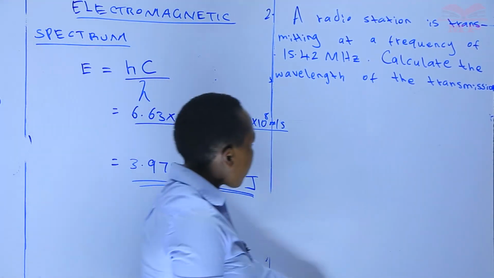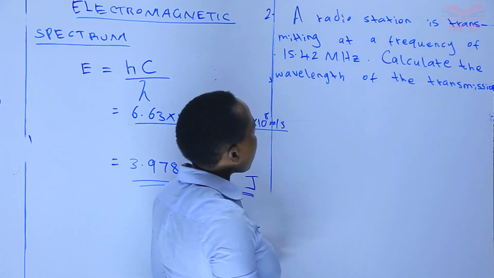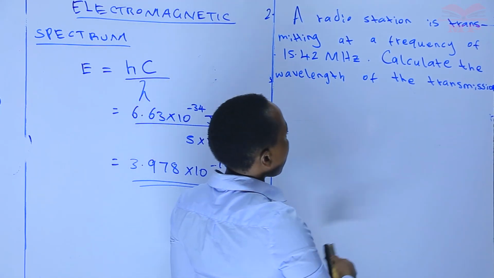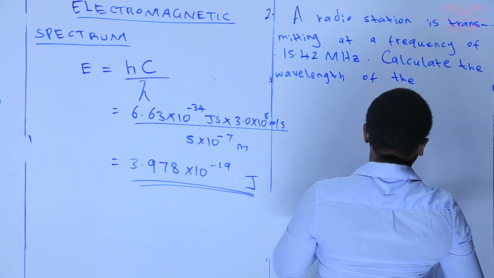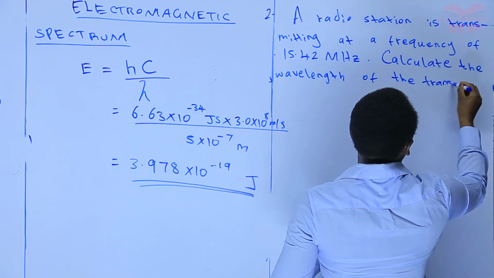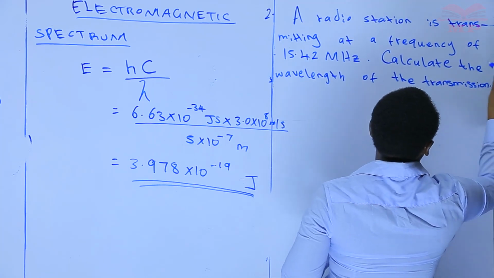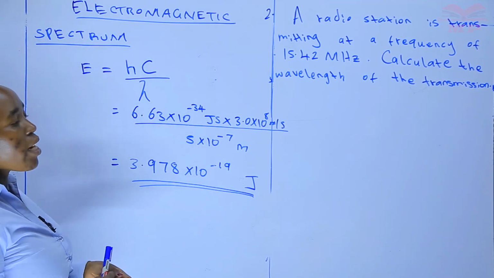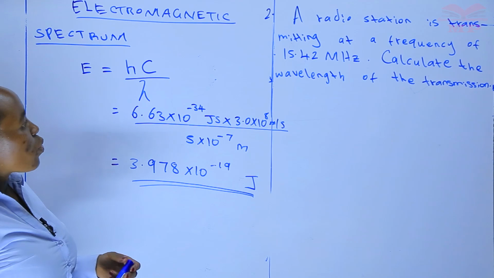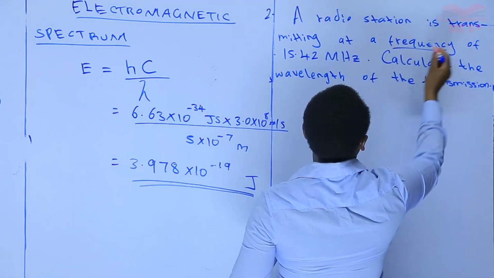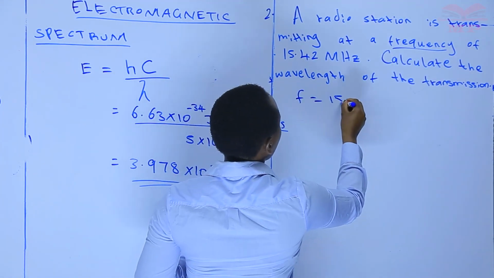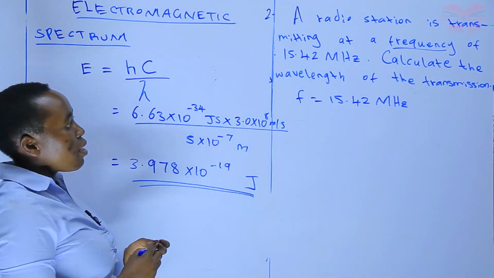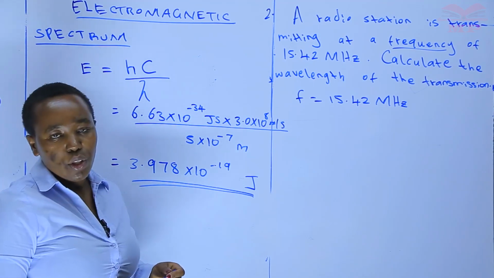We are told that a radio station is transmitting at a frequency of 15.42 megahertz. Calculate the wavelength of the transmission. So again, we analyze that question. What are we given and what is in question? So we have a frequency, given as 15.42 megahertz. Then what else are we given in the question?